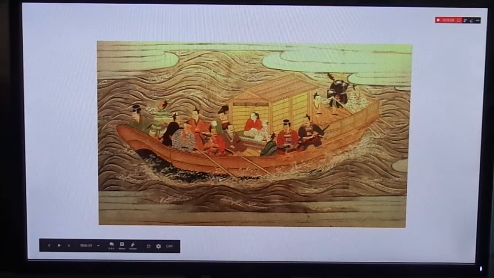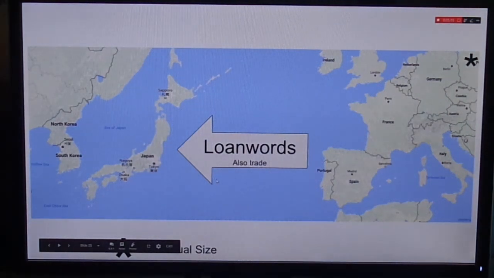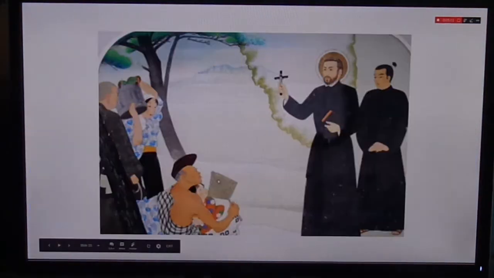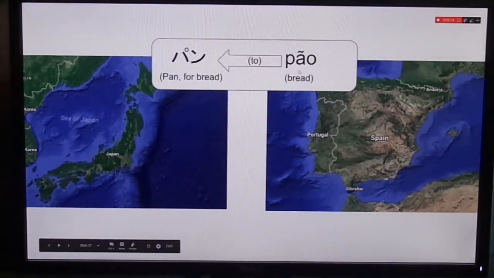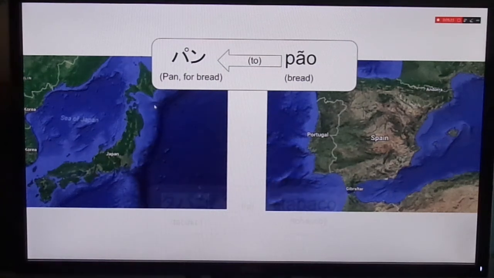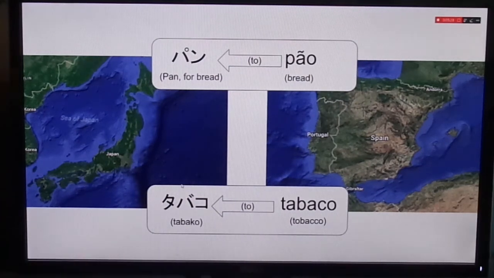It was also at this time that the first loanwords from European languages came into Japan, mainly from Portuguese missionaries, who gave such words as pao for bread, which eventually became pan in Japanese. They also gave tabako, which back then meant cigarette, but nowadays means tobacco in general.